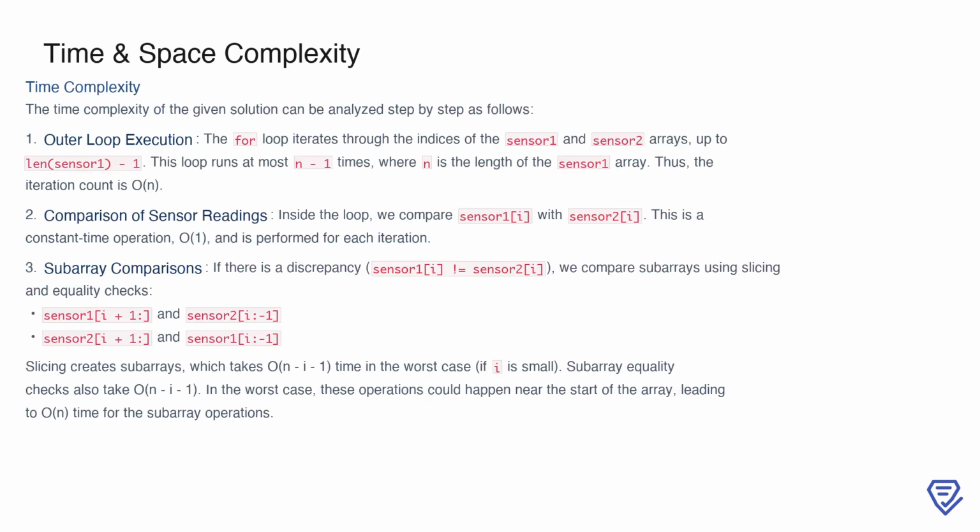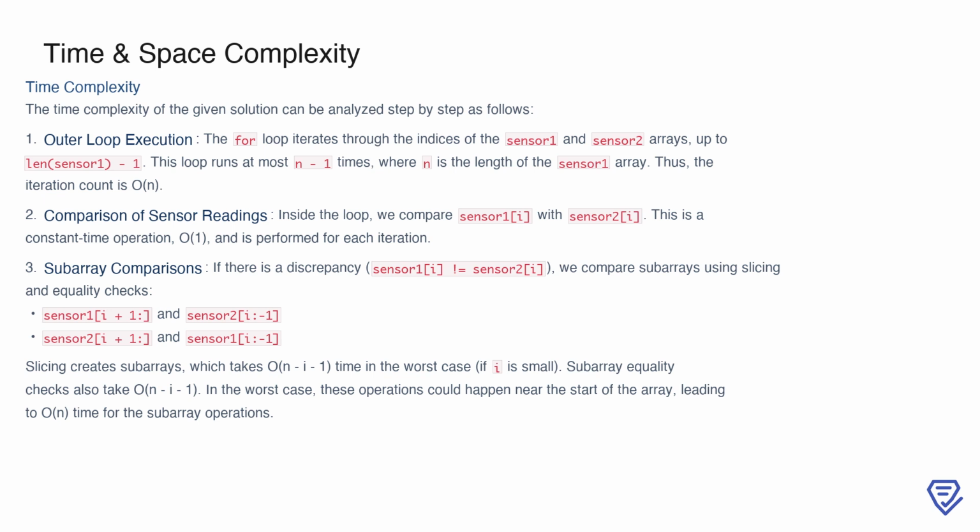To analyze the time complexity of the solution, we can break it down into its core components. First, the outer loop iterates through the indices of the sensor 1 and sensor 2 arrays, stopping at len(sensor1) - 1. Since it runs at most n - 1 times, where n is the length of the sensor 1 array, this contributes an O(n) time complexity. Inside this loop, we compare the readings of sensor1[i] and sensor2[i]. As this is a constant time operation, it adds O(1) for each iteration.